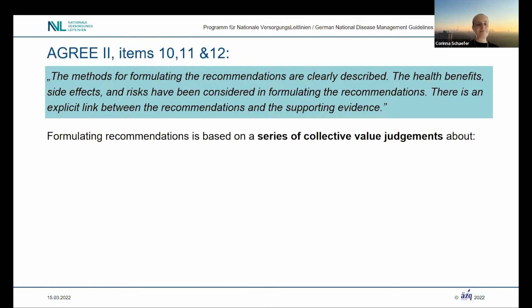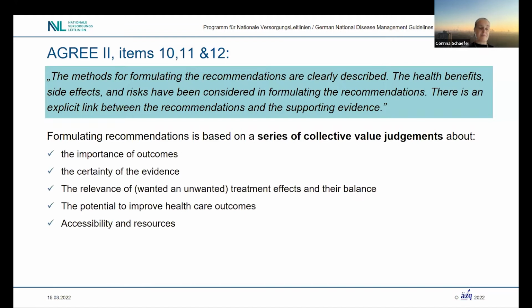Why is that important? That is important because formulating recommendations is based on a series of collective value judgments that the guideline panel makes. And these are value judgments about, for example, the importance of the outcome, the certainty of the evidence, the relevance of wanted and unwanted treatment effect and their balance, the potential to improve healthcare outcomes, and the accessibility and resources, and questions also like equity, and so on.